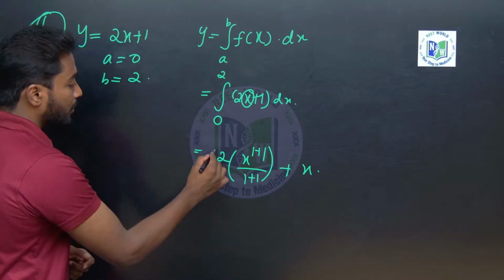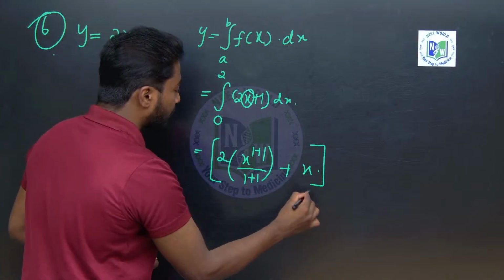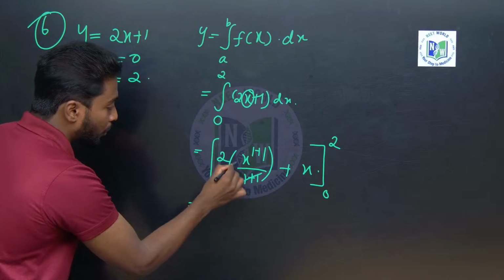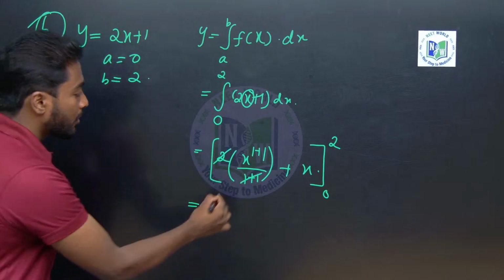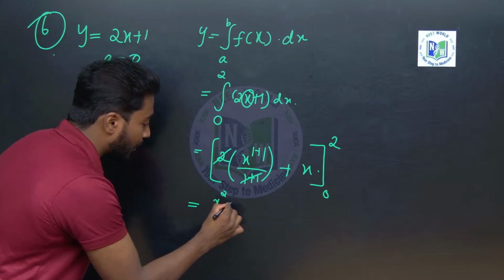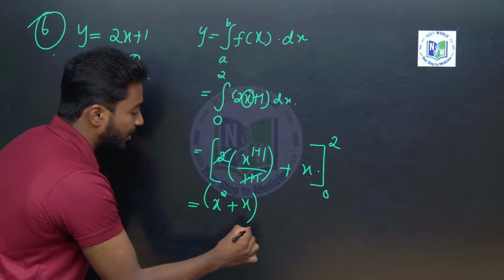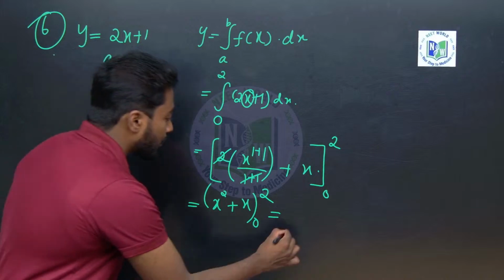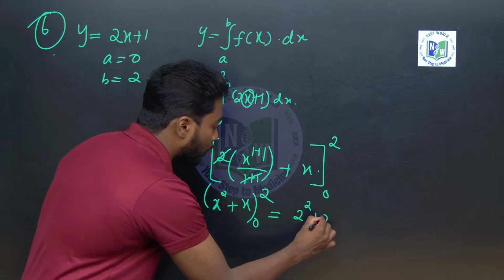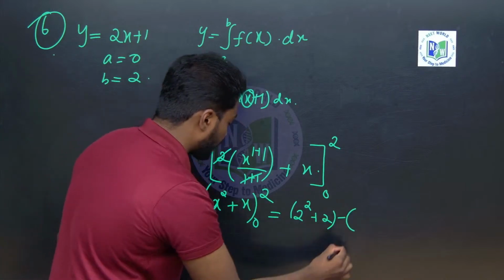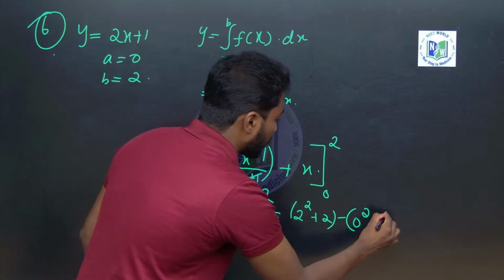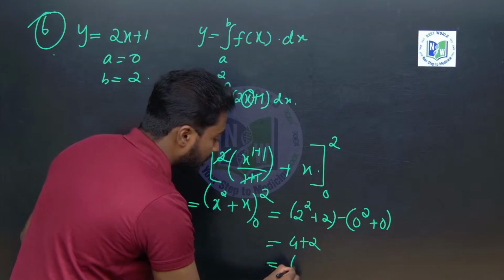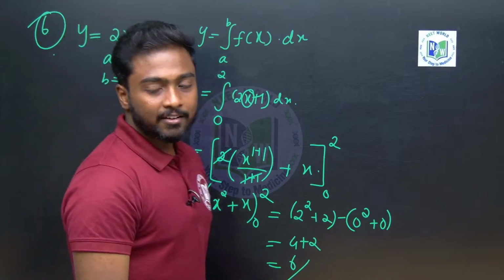Okay. So the limits are from 0 to 2. Now this 2 and 2 will get cancelled out. This is x square plus x, the limits are from 0 to 2. So now apply the limits, 2 square plus 2 minus 0 square plus 0, which is nothing but 4 plus 2, 6 is the answer.